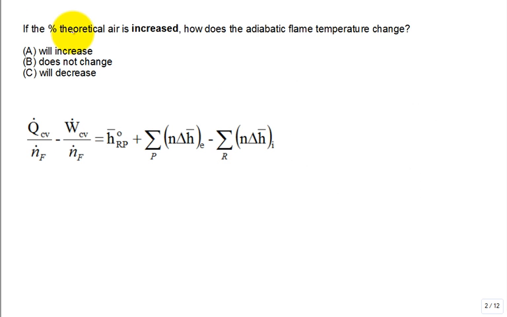If the percent theoretical air is increased, so we used to have 100% theoretical air, now it's 110, no, 120, 130, 150%. You're bringing in more air, right? How does the adiabatic flame temperature change? Will the adiabatic flame temperature increase? Or will it stay the same? It doesn't change. Or will it go down? Will it decrease? I think you're equipped with enough tools and resources to answer that question.